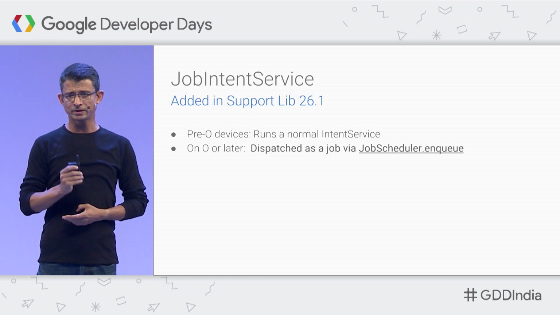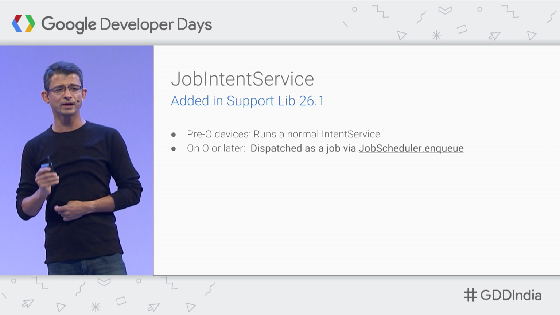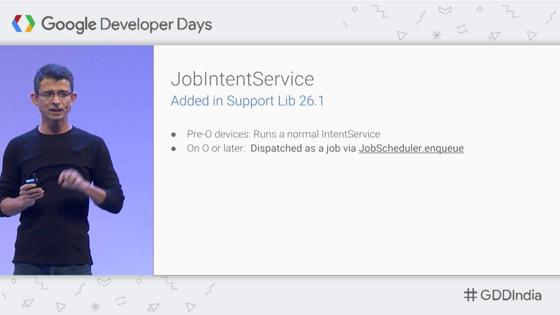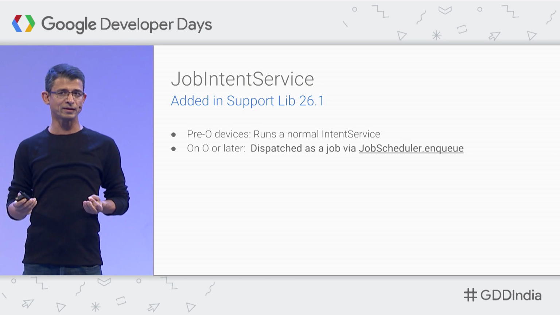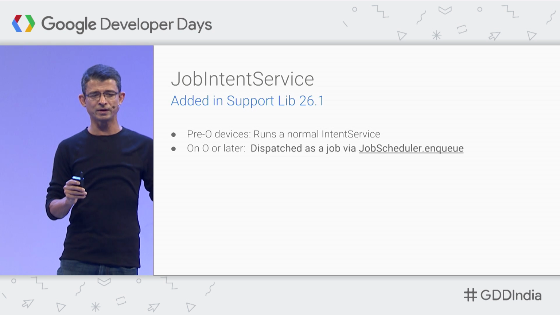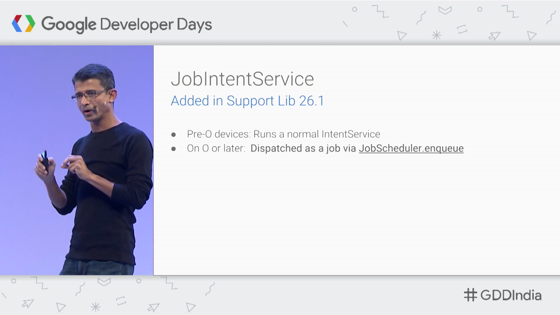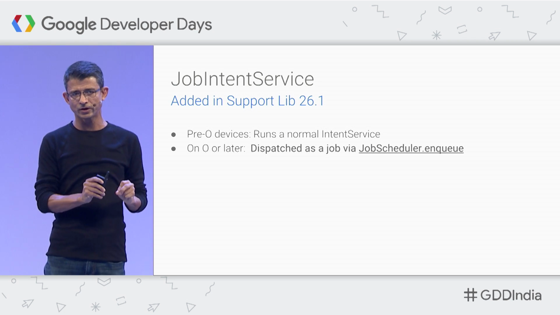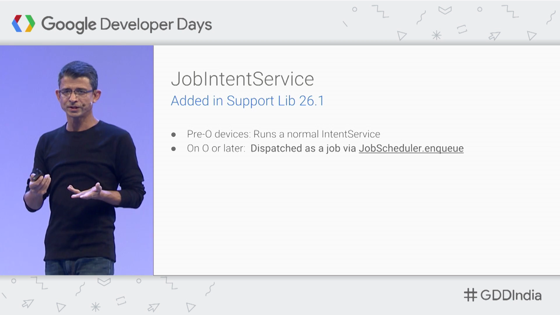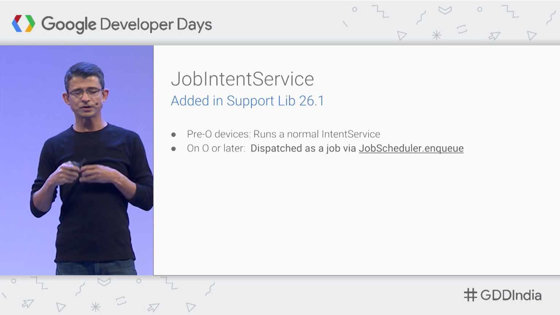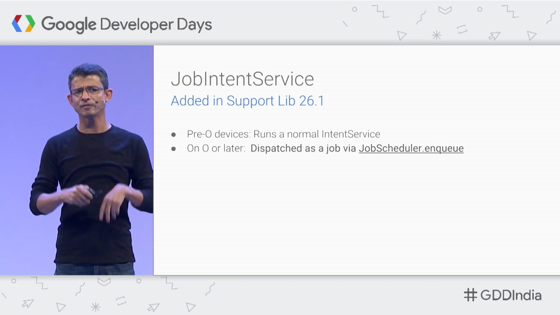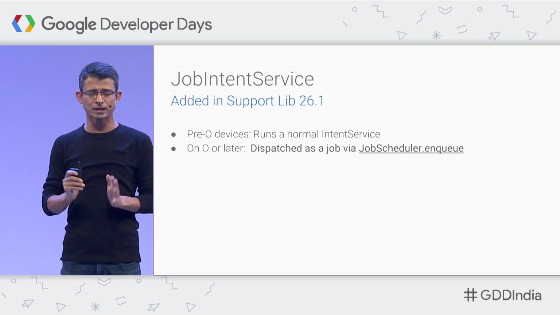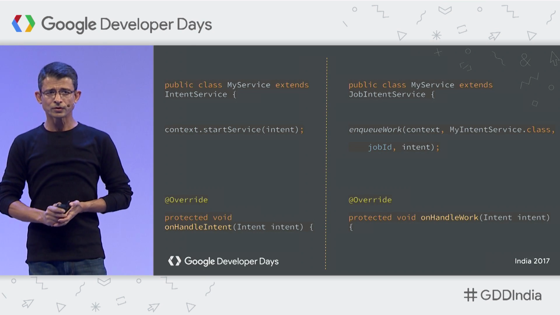If you're not familiar with job intent service, this is a new construct added in support library 26.1. The way it works is that if you use job intent service, in the pre-O devices, it runs as a normal intent service. So it behaves exactly the same if you're familiar with intent service. If it is running on O or later devices, a job is dispatched via a JobScheduler.enqueue method. And it will start almost immediately because it uses a new method which is called setOverrideDeadline with a 0 there. So it will immediately start processing almost as if it is an intent service.